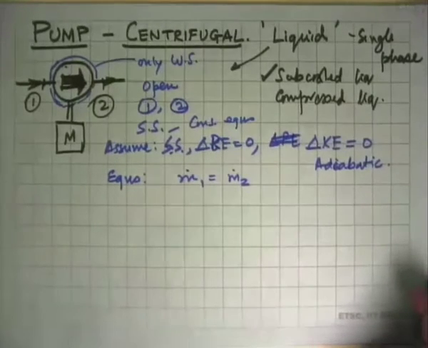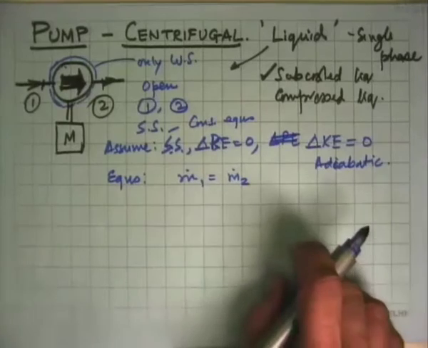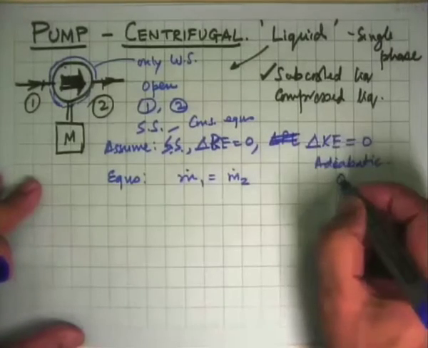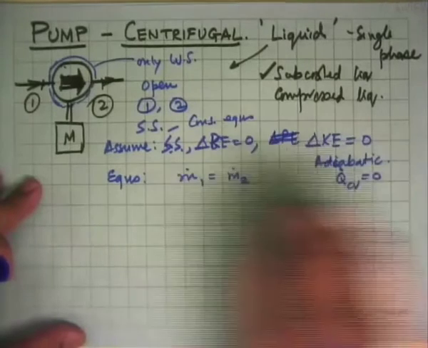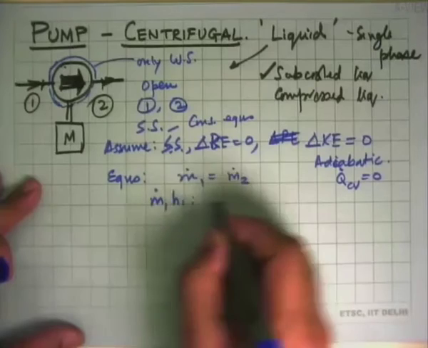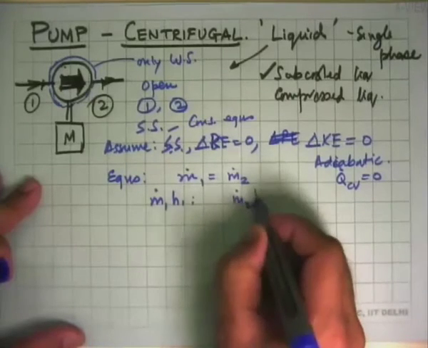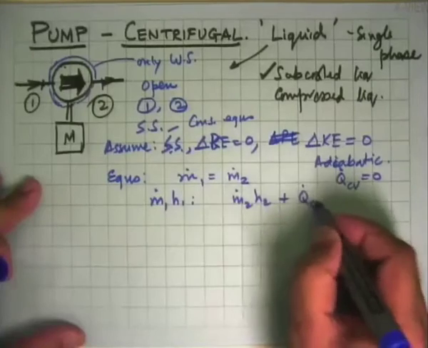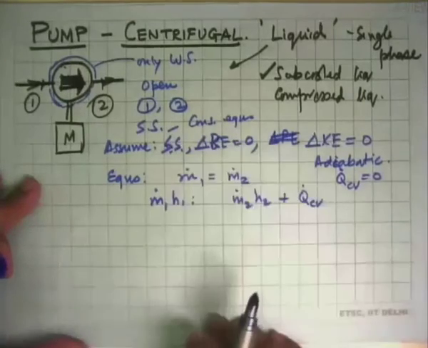We said the same thing about the reciprocating machines. We said the same thing about compressors and blowers. Here also we say adiabatic means that Q dot CV is equal to 0. So all we get is m dot 1 H1 is related to m dot 2 H2 plus Q dot CV. So we can write that equation.